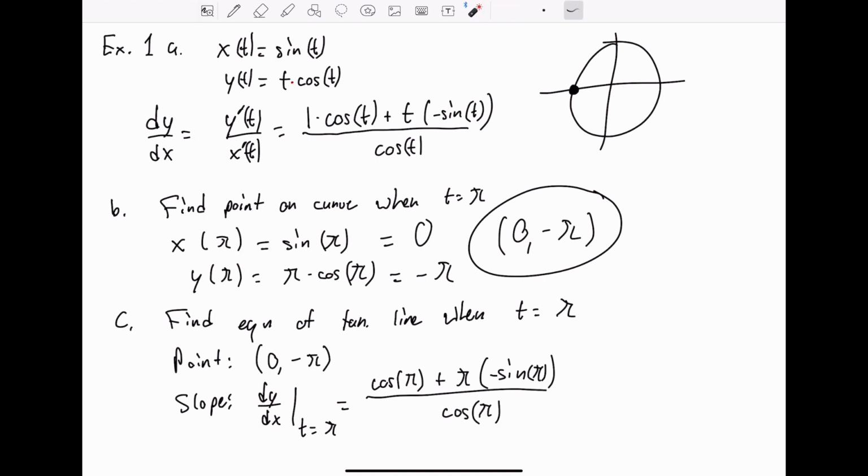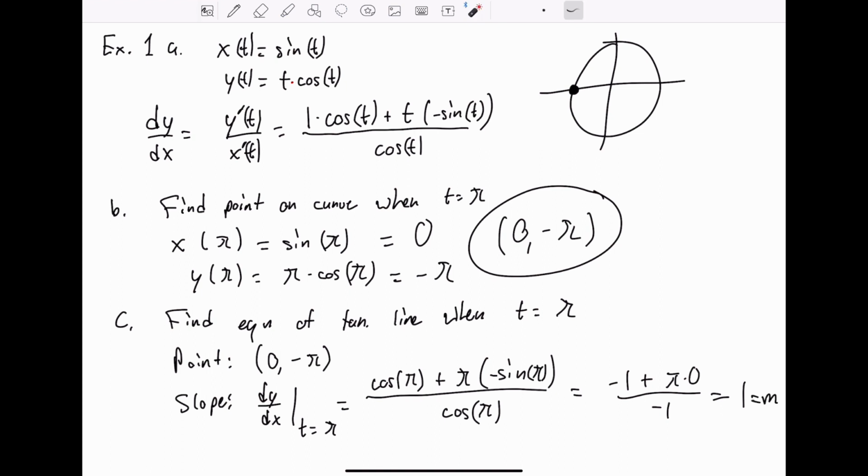From the unit circle, we know that cosine of pi is negative 1 and sine of pi is 0. So we have negative 1 plus pi times 0, divided by negative 1. Negative 1 divided by negative 1 is positive 1. That is our slope value. This is what we could call m.